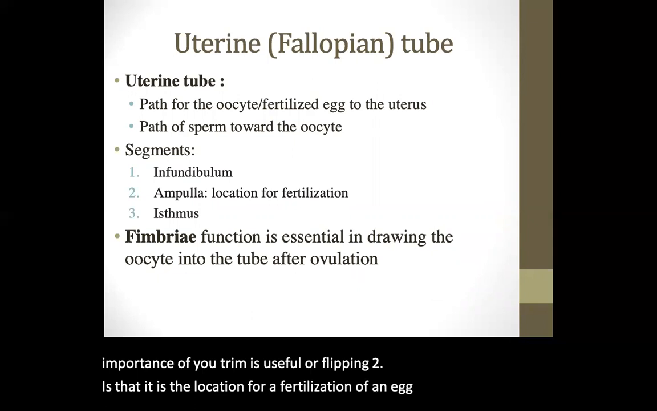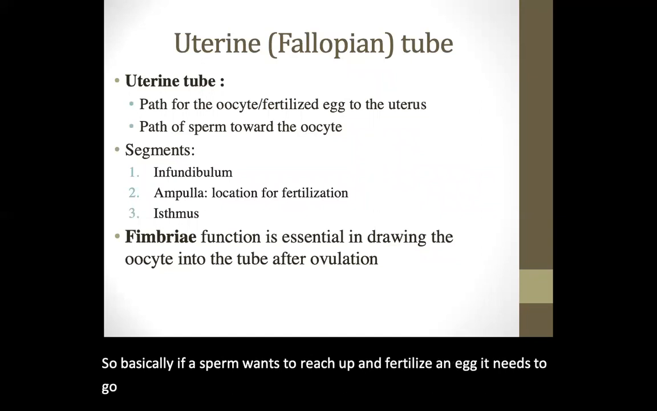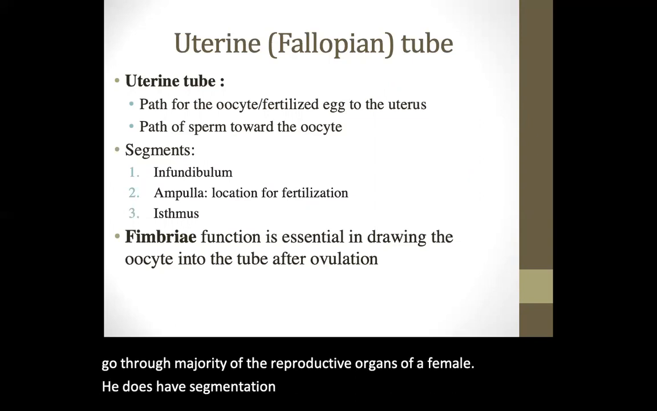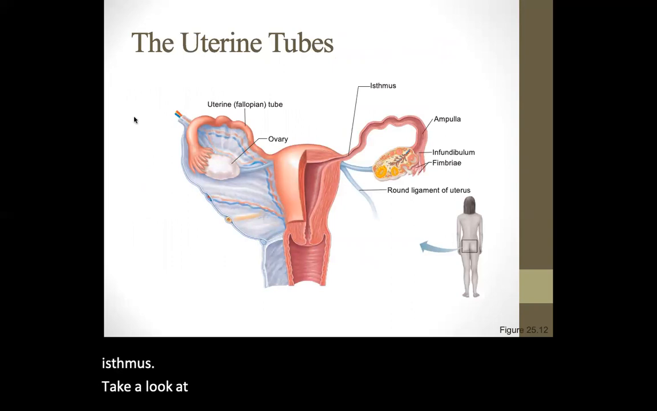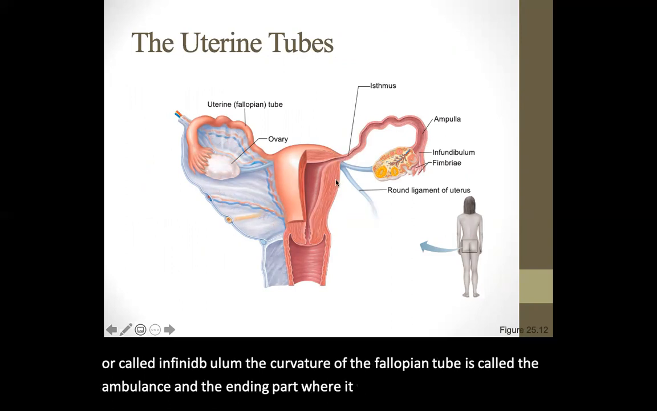If a sperm is present, so basically if a sperm wants to reach and fertilize an egg, it needs to go through the majority of the reproductive organs of a female. It does have segmentation identified as infundibulum, ampulla, and isthmus. So let's take a look at the pictures. The part that is closest to the fimbriae is called the infundibulum. The curvature of the fallopian tube is called the ampulla, and the ending part where it gets connected to the uterus is called the isthmus.